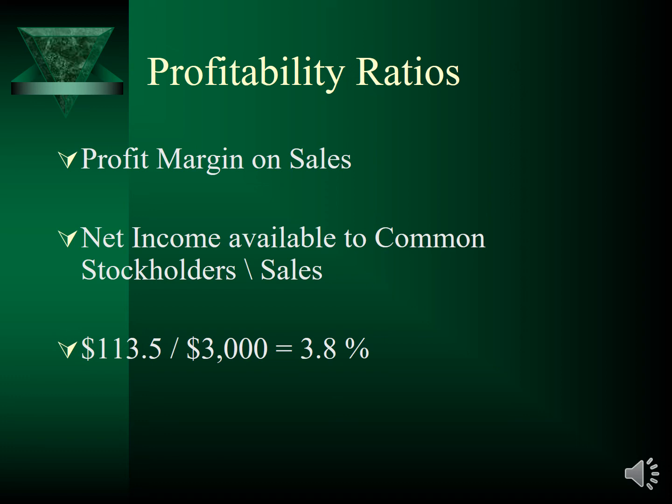And I got here the figures. $113.5, that is the net income available to common stockholders, and we divide this by $3,000, that is the sales, and the answer is 3.8%. So what it means is that the sales are generating returns at the rate of 3.8%.